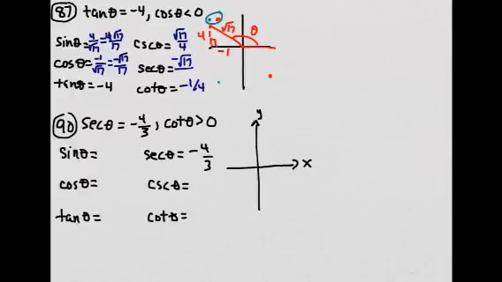90 is similar to 87. You have secant of theta equal to negative 4/3. Now remember, secant is the reciprocal of cosine, so it's r over x. Okay. Well, first off, let's figure out what quadrant, right? So where is secant negative? Where is cosine negative? It's going to be here and here. And then where is cotangent positive? It's going to be here and here. So then the angle is in quadrant 3. So here's the angle.